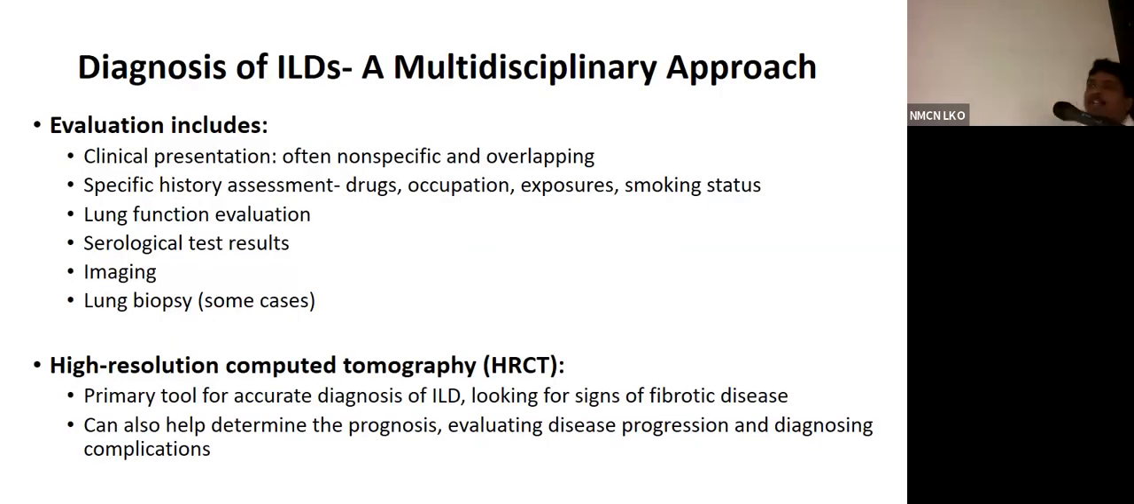Now, diagnosis of interstitial lung disease is usually a multidisciplinary approach. First, evaluation includes assessment of clinical presentation, which is often non-specific and overlapping. Specific history assessment: what drugs the patient is taking, what the occupational history is, what the exposure history is, and whether the patient has any smoking history or not. Followed by lung functional evaluation by spirometry and DLCO, serological test assessment, especially of autoimmune markers, assessment of lung radiology by chest imaging with CT chest, and sometimes lung biopsy in some selected cases.